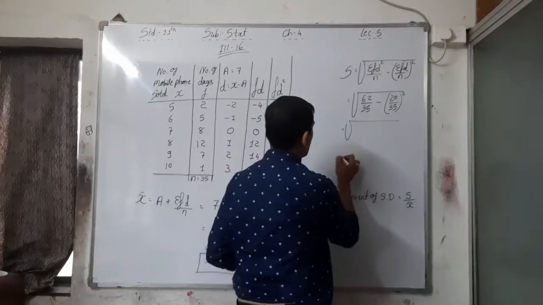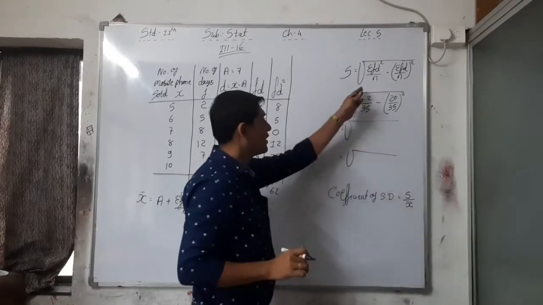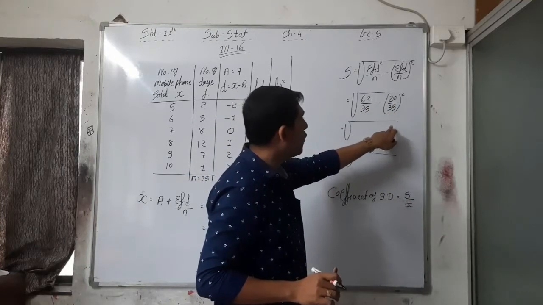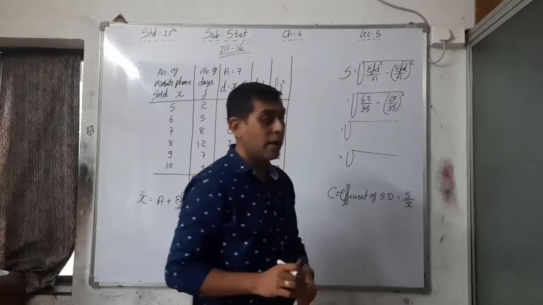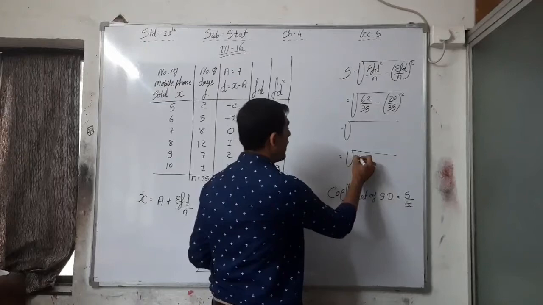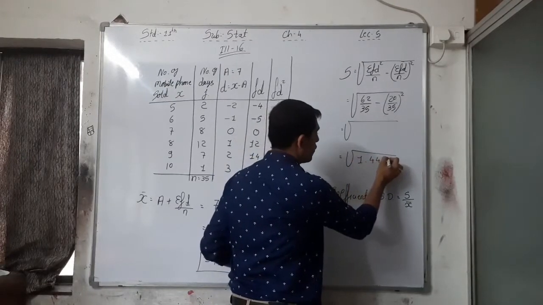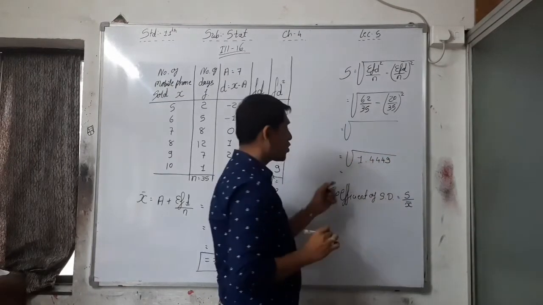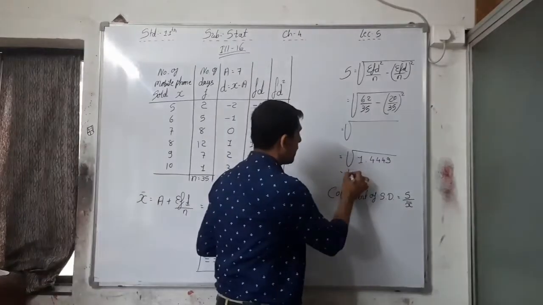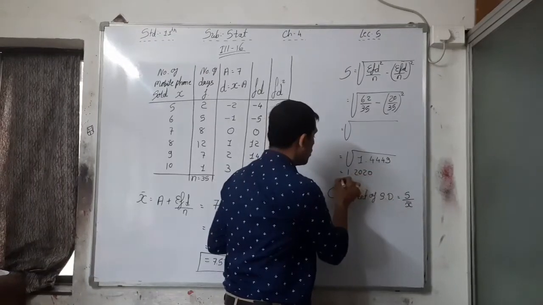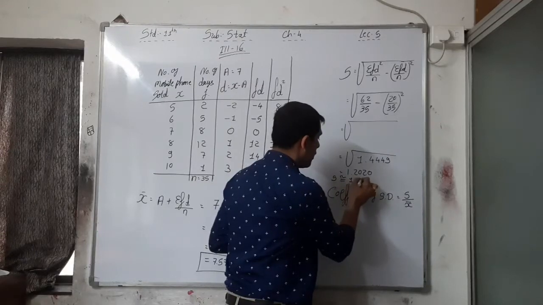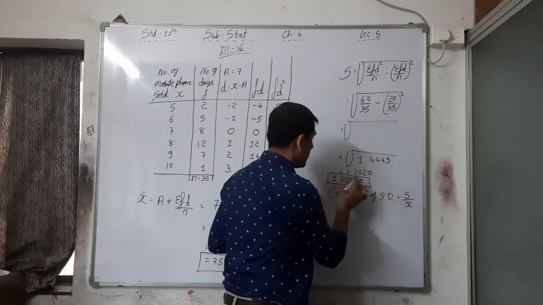See, 62 divided by 35, you have to write here minus 0.5714 all square. You have to deduct that, and what is the deduction? That is 1.4449. And what is the square root of this? That is 1.2020. So your approximate answer for S is 1.20 mobile phones.